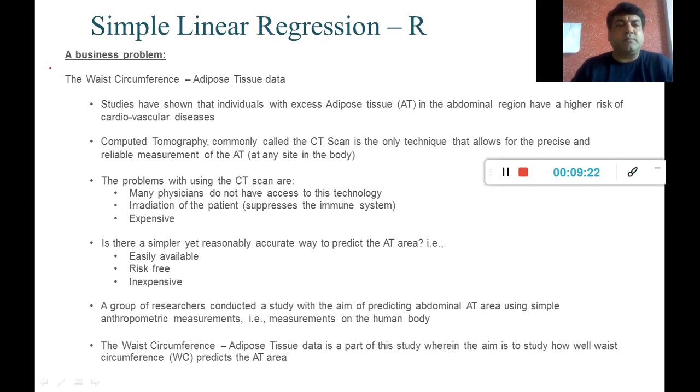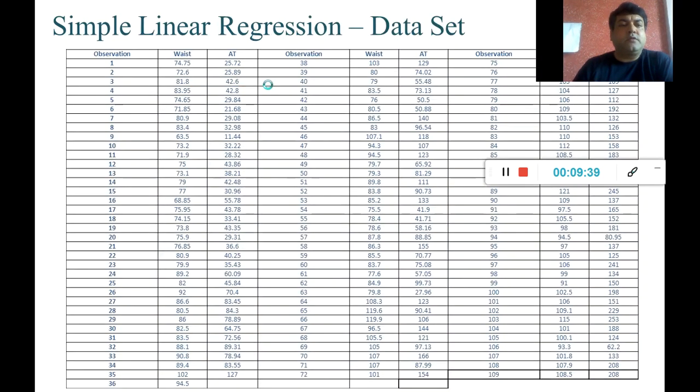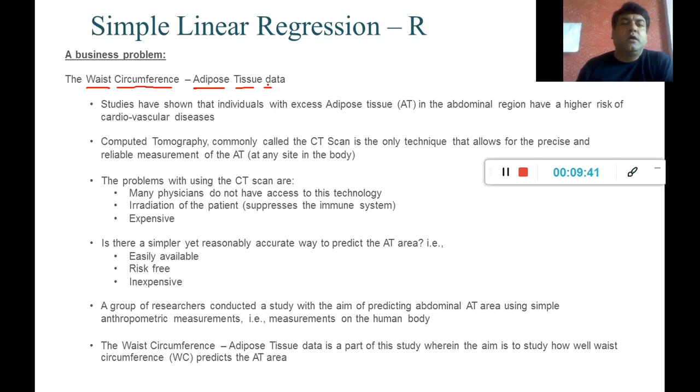So let us understand our business problem first. Now in this simple linear regression business problem, they want to understand: is there a relationship between waist circumference and adipose tissue, okay. So as I said, point number 1 was to understand the business problem. So let us understand the business problem first, right.